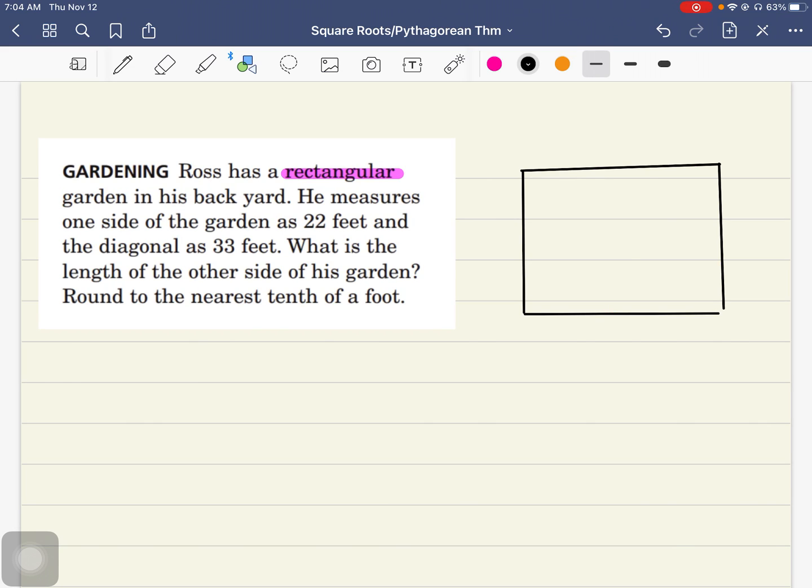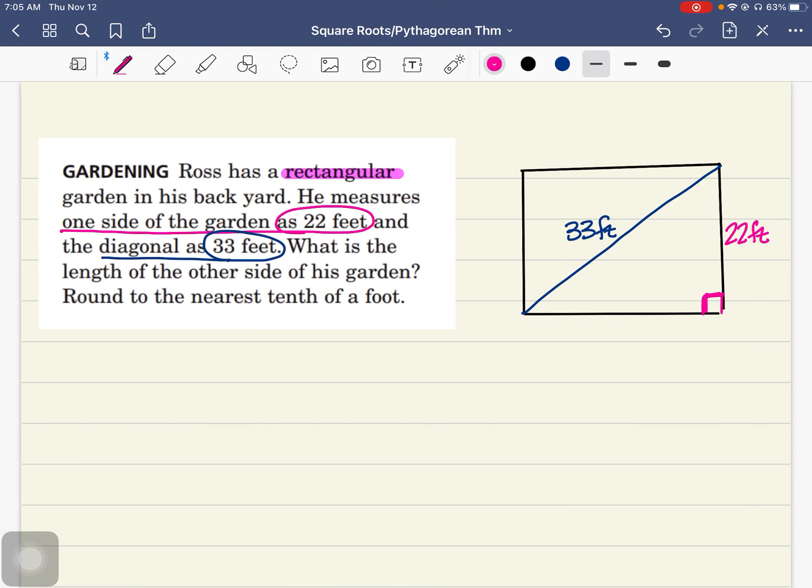So here's the garden. It says he measures one side of the garden is 22 feet and the diagonal is 33 feet. So we know that one side is 22 feet and that the diagonal is 33 feet. So this is the diagonal, that's 33 feet. One of the sides is 22. They don't say which side, so I'm just going to say this side here. It could be either one of those sides.